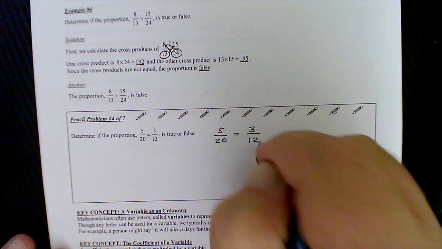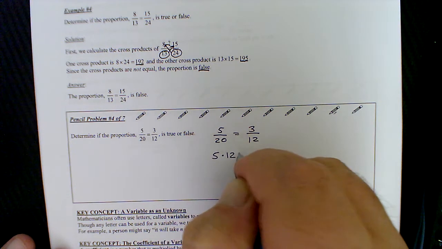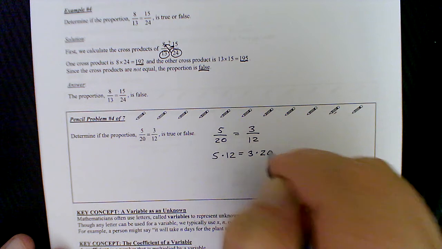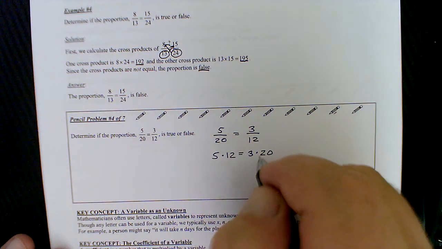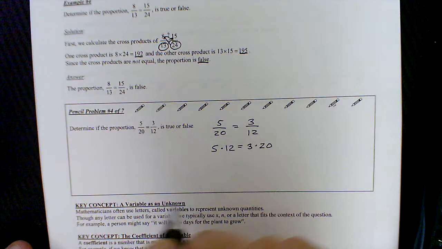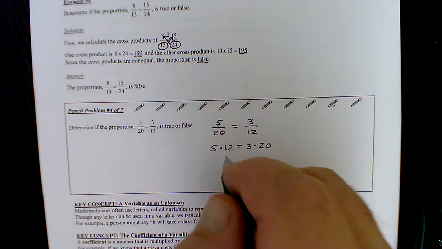Okay, and take the cross products. So I've got 5 times 12 equaling 3 times 20. Notice I'm using the multiplication symbol as a dot rather than as an X, because we're going to be getting into algebra. So it's good practice to avoid X's for multiplication, and use the multiplication dot.